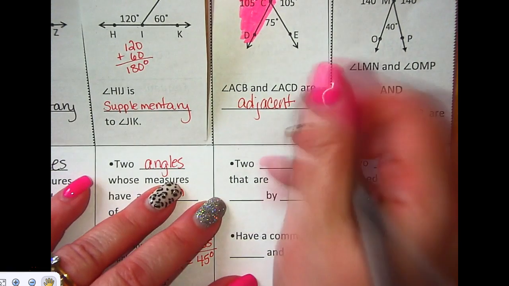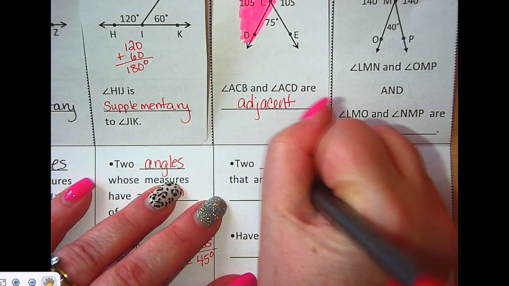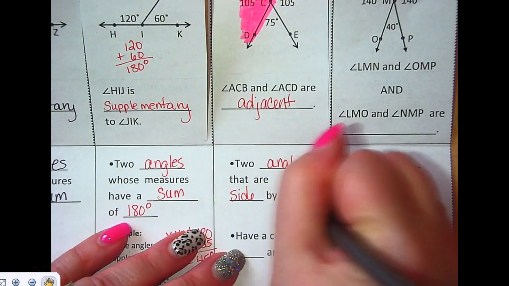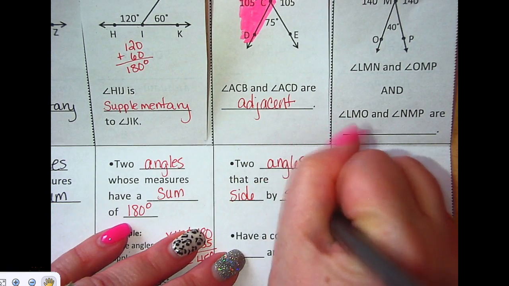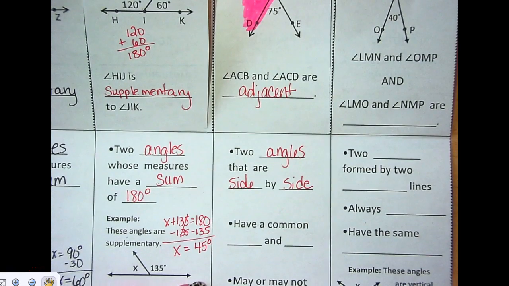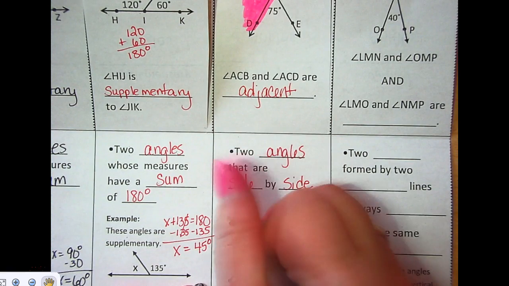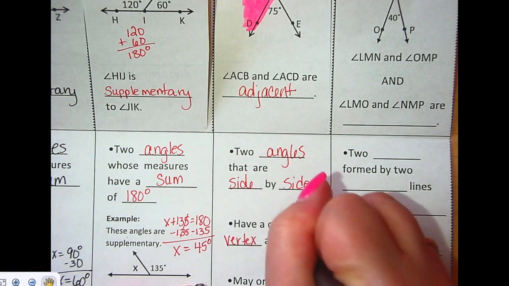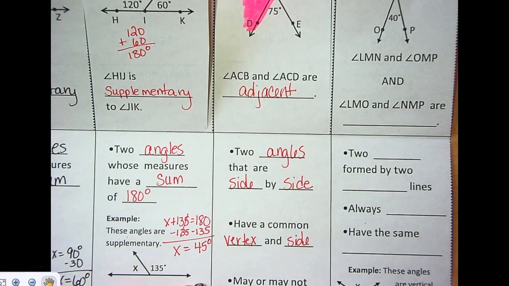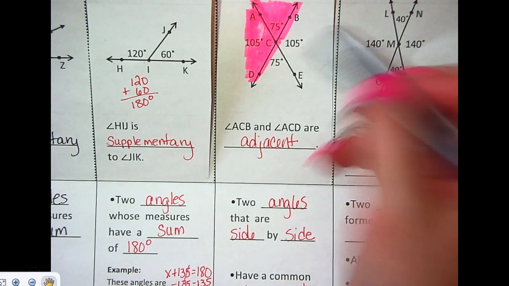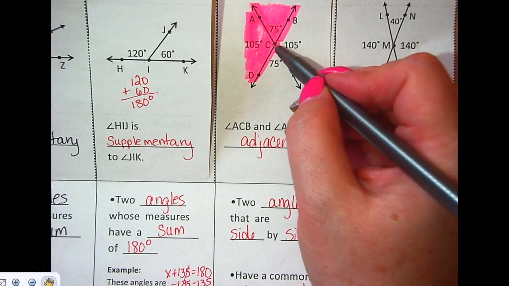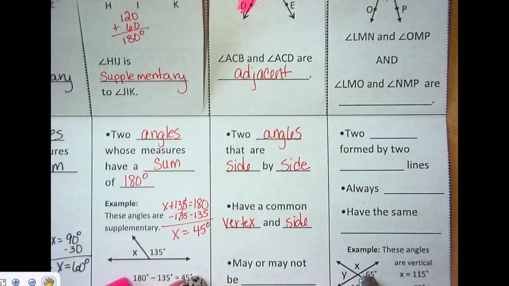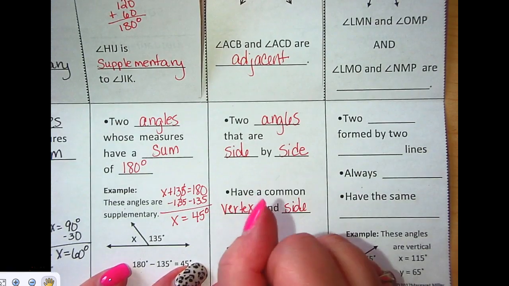They are two angles that are side by side. They have a common vertex, that's a point in the middle, and a common side. So these two have a common vertex right there, and the common side is right here. They may or may not be congruent.